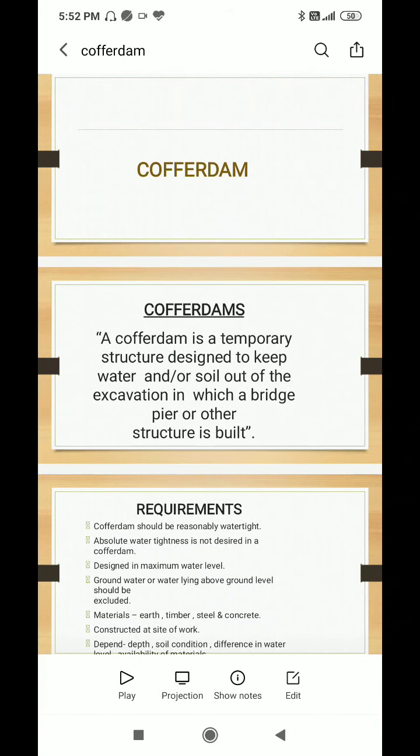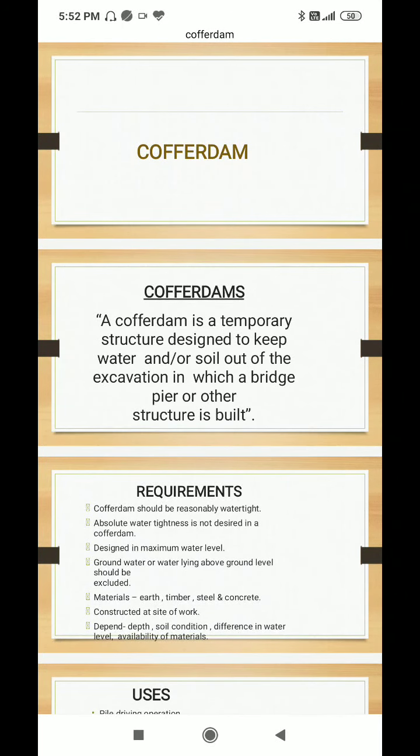We discuss the requirements of a cofferdam. The cofferdam should be reasonably watertight. It should generally be constructed at the site of work. It should be so planned as to facilitate any dismantling and reuse of material. The materials used in the construction of a cofferdam are earth, steel, timber and concrete.